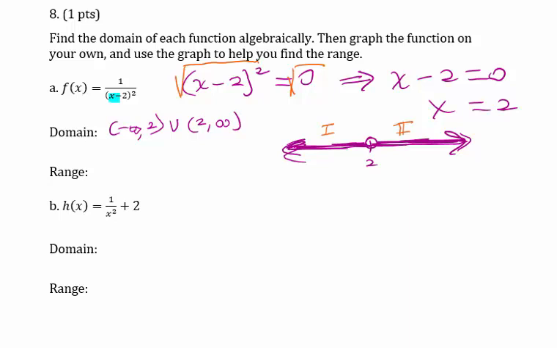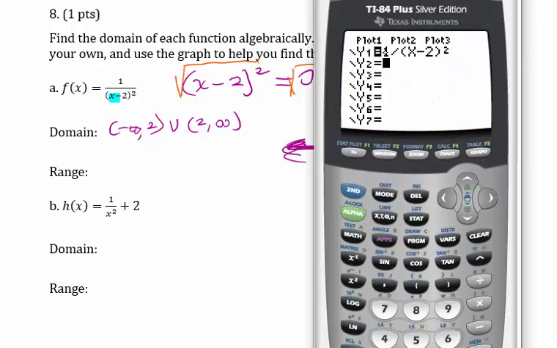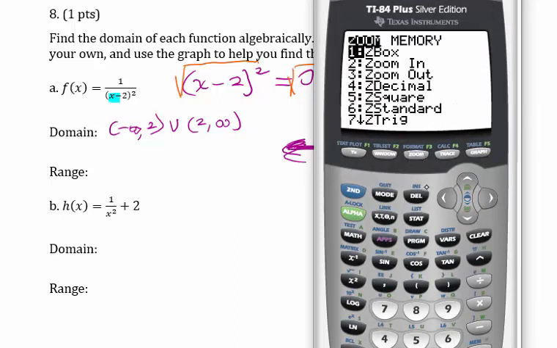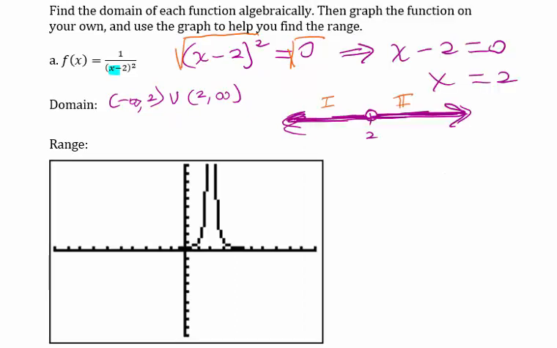Okay, now we're going to go to the graph and see if we can determine the range of the function. So on your calculator in Y1, just enter the function, and graph it in the standard viewing window, so zoom 6. Okay, so the graph looks something like this.